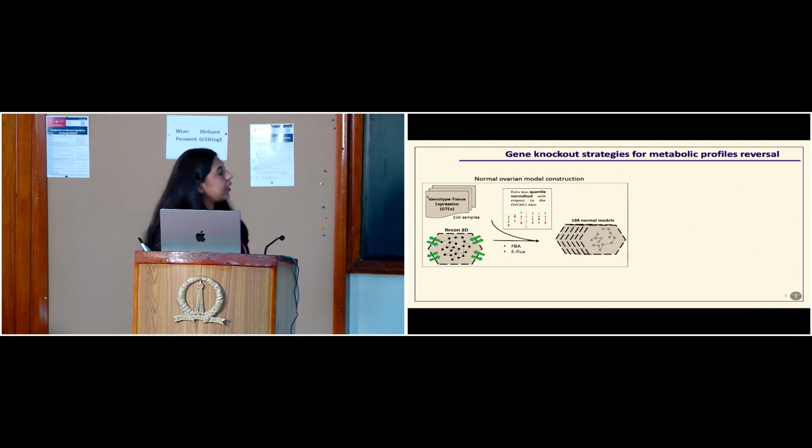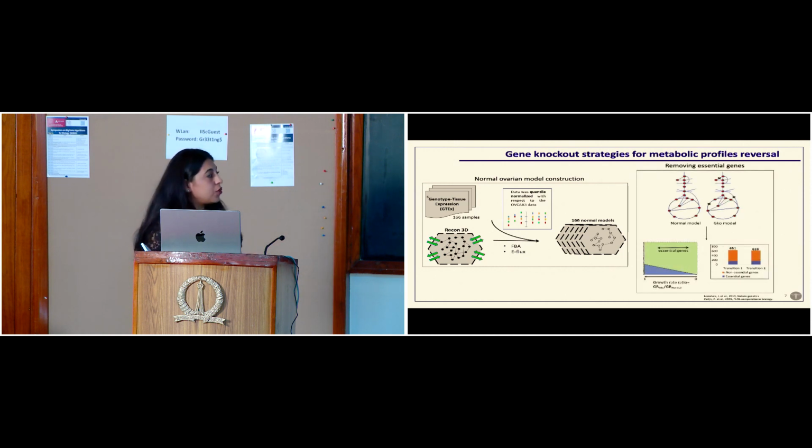For that we did a normal ovarian model construction, and we obtained the samples from the GTEx database. We again overlaid this data over Recon 3D, and we made 166 normal models. And then we started knocking out in silico one by one in these models, and we saw which genes are basically reducing the growth rate. So we removed those genes, and we worked with those genes which were not really decreasing the growth rate of normal cells.